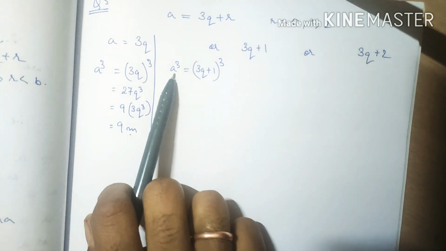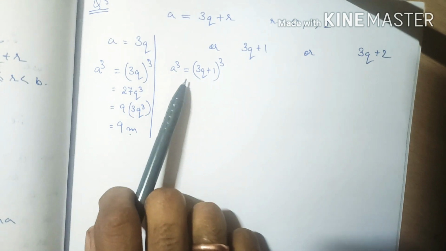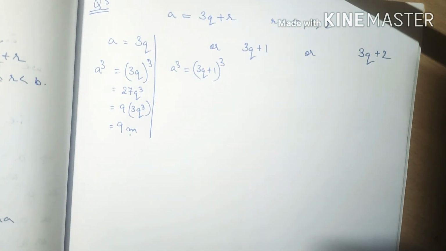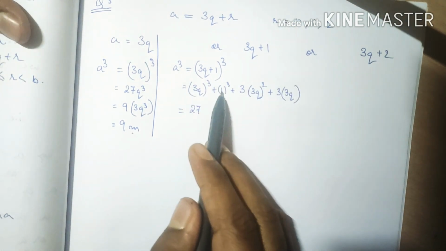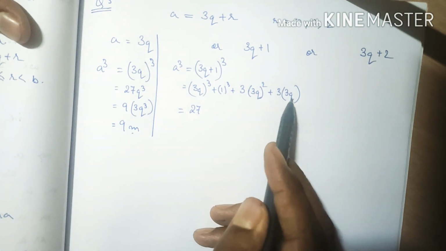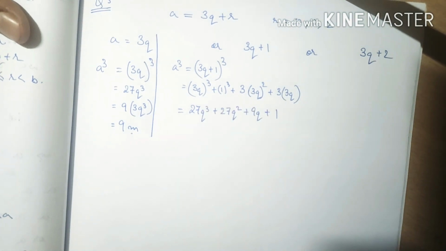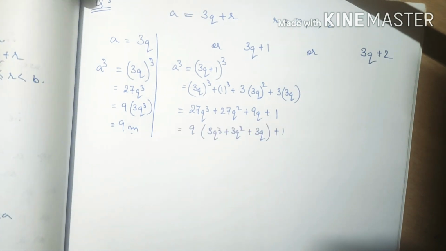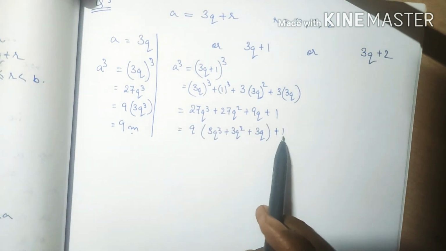Okay, now we will have to cube this part also. So what is (a plus b) whole cube? Can anyone tell me? Can all of you recall what is (a plus b) whole cube? a cube plus b cube plus 3a square b plus 3b square a. b is 1. So we can see that there is 9 common in every term except this one. So we'll take out the 9. So we have taken out 9 and 1 is remaining.